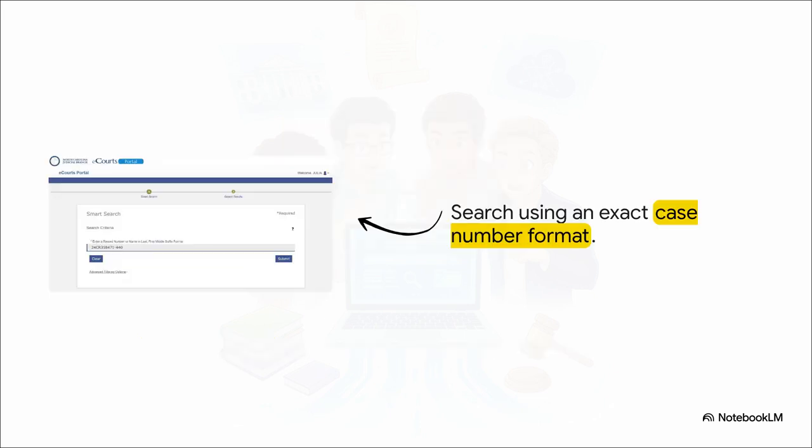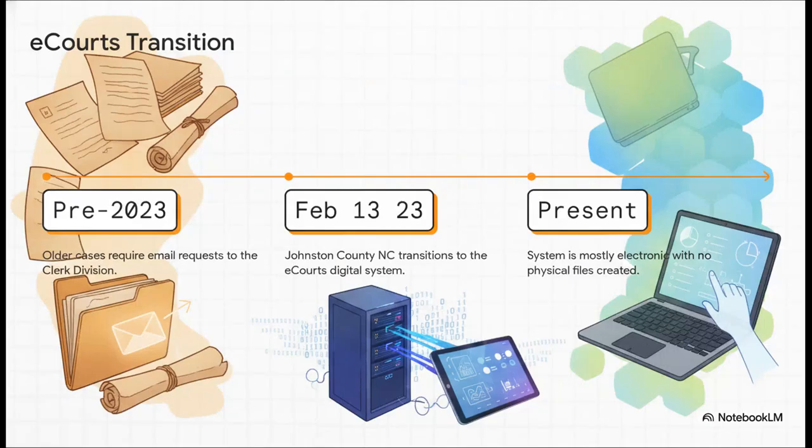Now, if you're lucky enough to already have the official paperwork, you can actually bypass the name search entirely and just type the exact case number right into that same search box. But again, format is everything. Don't use any spaces, and make sure you include the mandatory dash and the specific county code right at the end of the string.